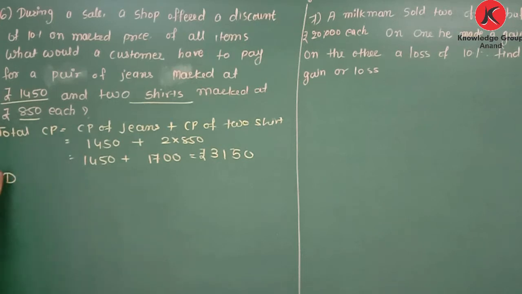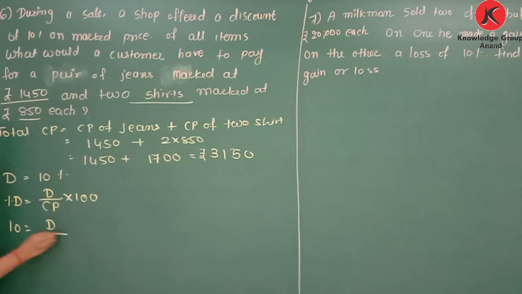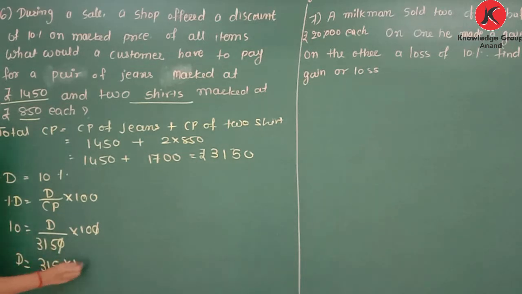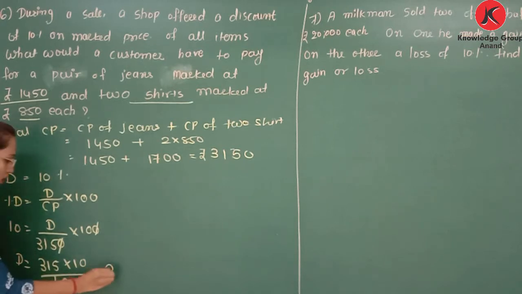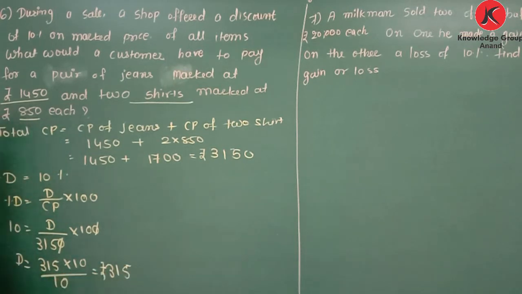Now discount percentage is given, 10%. So we can find percentage discount is equal to discount divided by CP into 100. Here we need to find the selling price. But before that we need to find the discount in rupees because 10% discount is there. So discount is equal to 3150 multiply 10 divide by 100. So discount in rupees is 315 rupees.